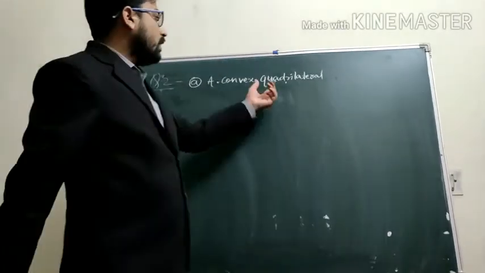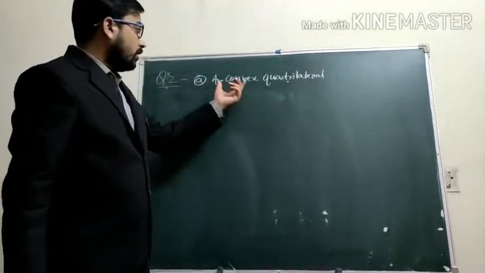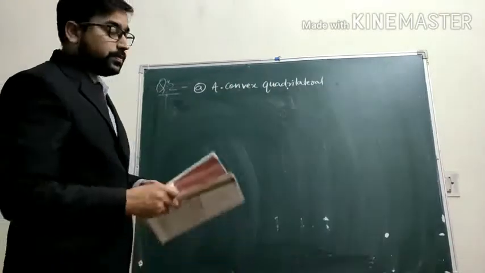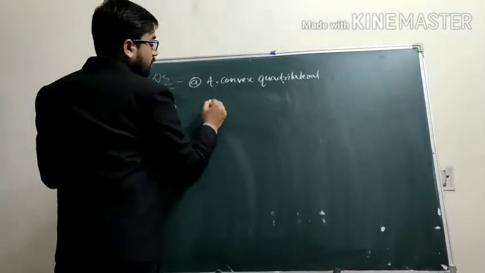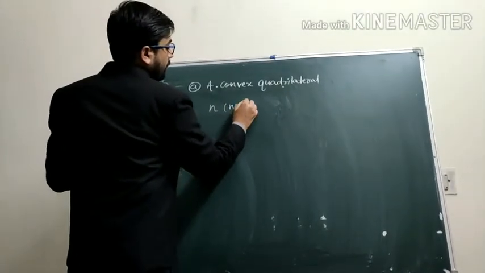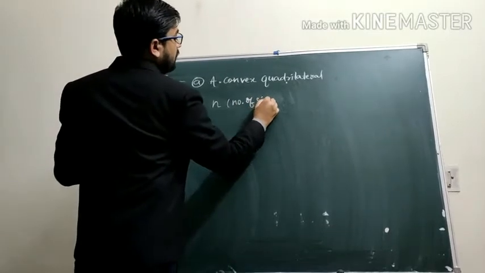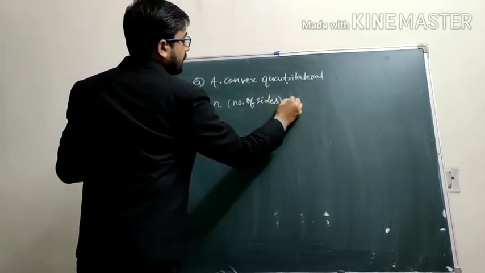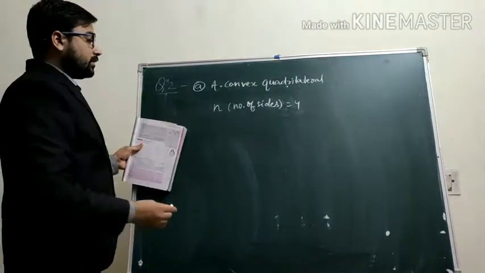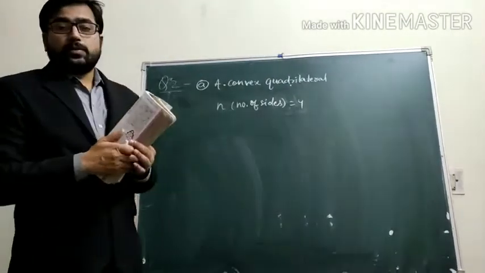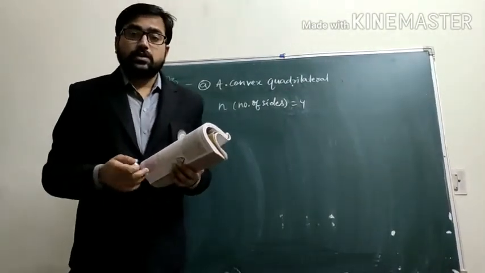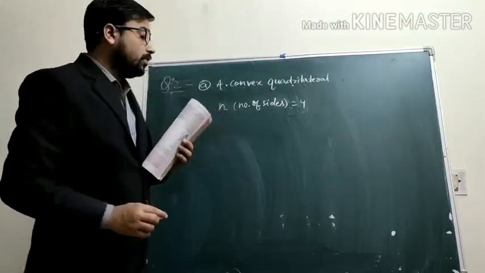You know, quad means 4, lateral means side. Convex हो या concave हो, number of n क्या होगा? n is the number of sides. In quadrilateral 4 sides. You know formula for finding number of diagonals, n into n minus 3 upon 2.